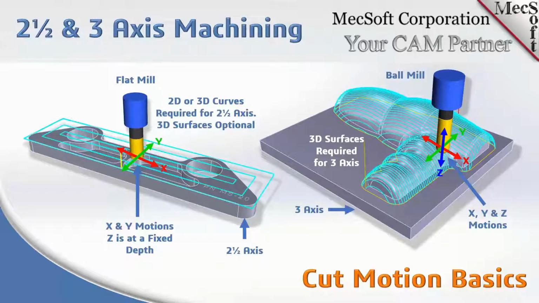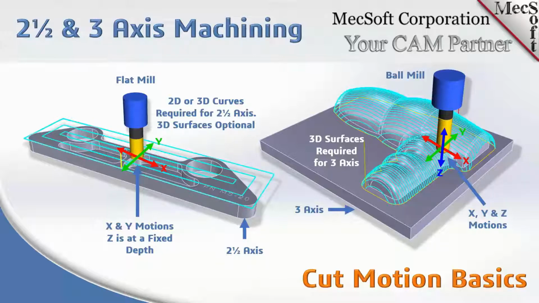It may not be moving in the Z at all times, and it may not be moving in either the X or the Y at all times, but it will and can move in all 3 directions as needed at the same time. So that's just a real basic understanding of the difference, how the tool moves in both 2 axis and 3 axis.